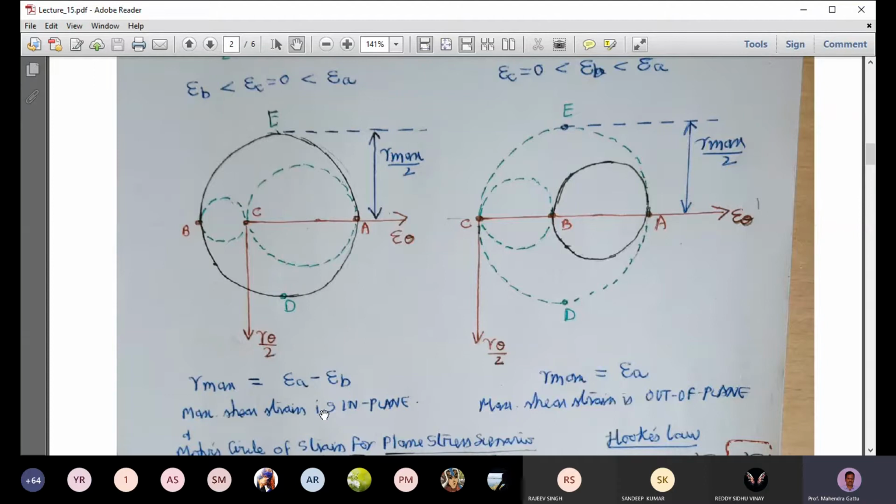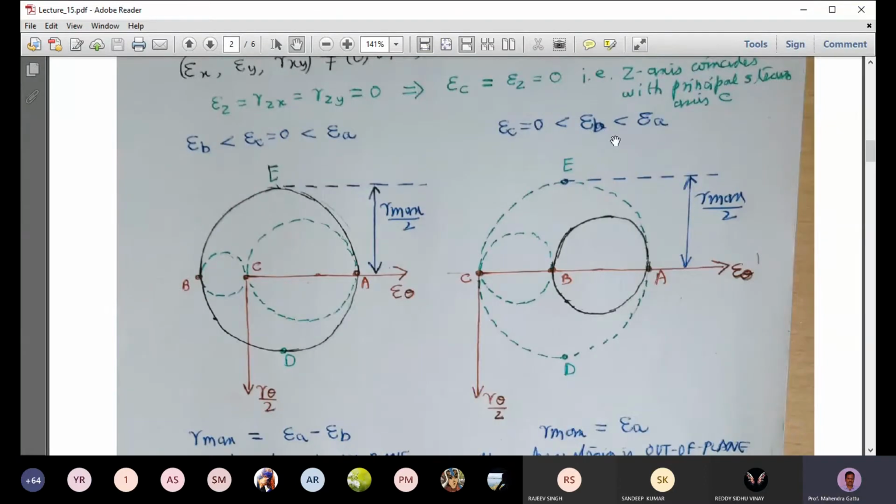And this maximum shear strain is acting in plane. This is for the case where both strains are positive, or suppose you can have both strains negative also. So here we have both strains positive, and epsilon A is greater than epsilon B. Further, the Mohr circle for rotation about the C axis is this one, indicated by the black circle passing through A and B.